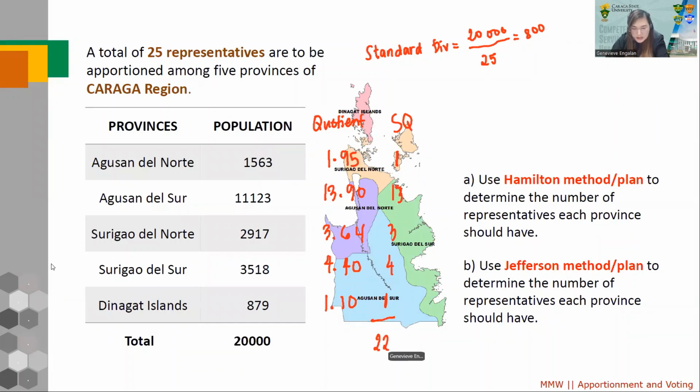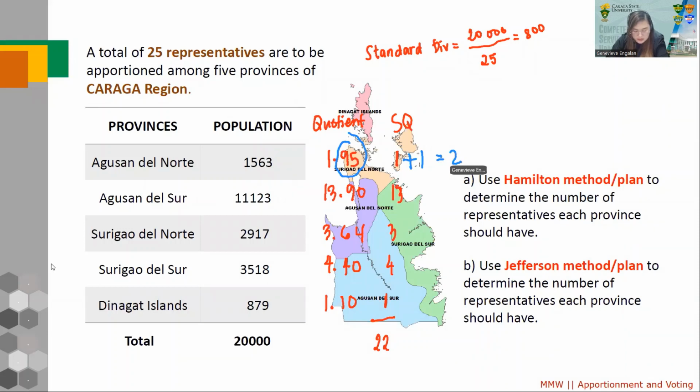So, pila akong kulang? 3, ma'am. 3. So, ahama ta mag-add, pinakadako? Agusan del Sur. 95. Pinakadako? 95. Ay, Agusan del Norte. 95, ma'am. Okay, so ang pinakadako is 95, so dali ta mag-add 1. So, ang number of representatives sa Agusan del Norte is equal to 2.